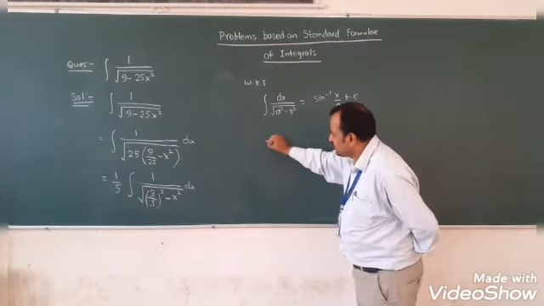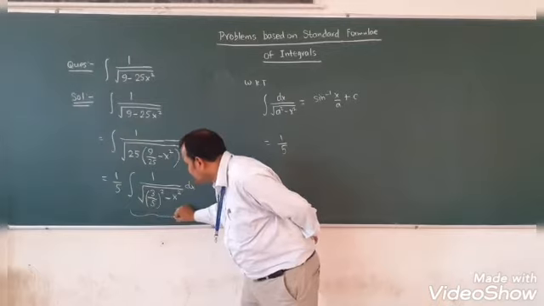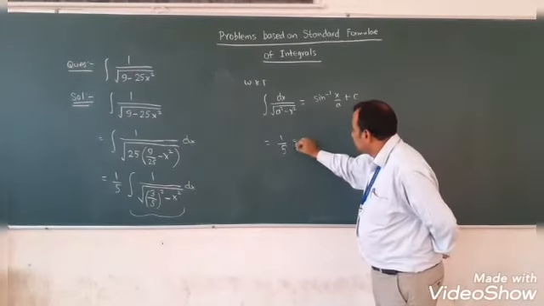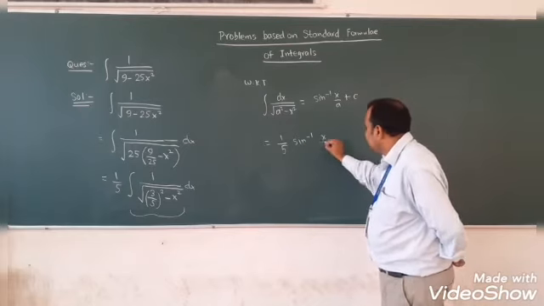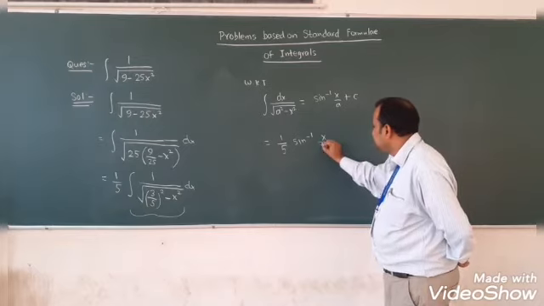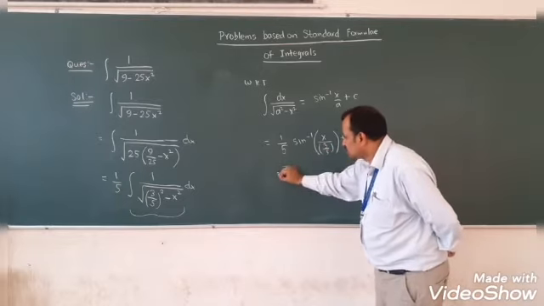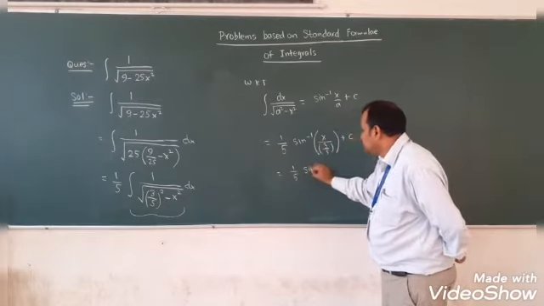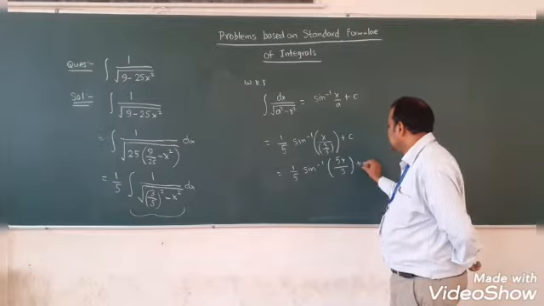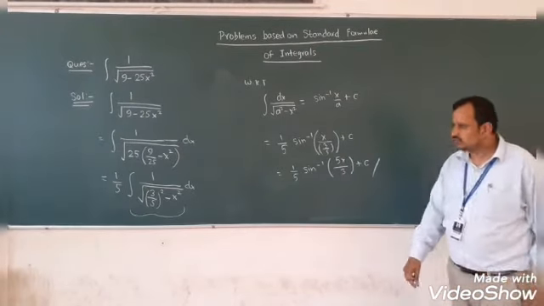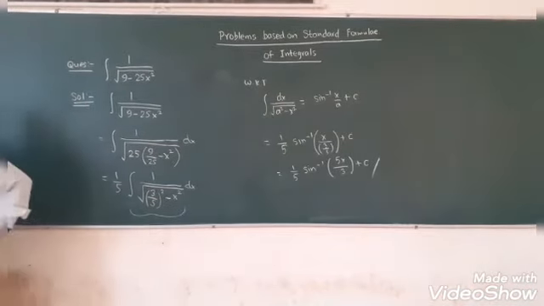So 1 by 5 will come outside. So apply the formula. When you apply the formula, what you will get? Sin inverse x, x is x only, a. What is a? A is nothing but 3 by 5, plus c. Or you can see here, this 5 will go up. So this I can say 1 by 5 into sin inverse 5x divided by 3 plus c. So this is the required answer. So you have to identify the form of question and then you have to apply the standard formula.